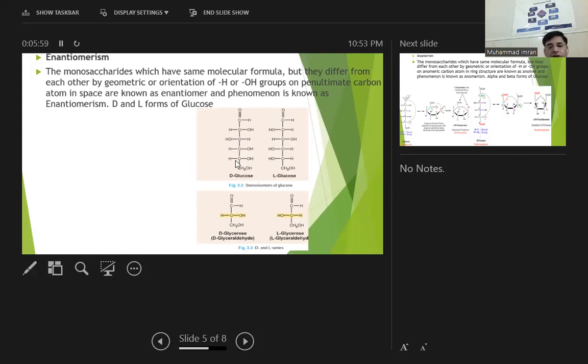This is D-glucose because of the penultimate carbon. What is the penultimate carbon atom? The second last carbon. This is the sixth carbon. This is the fifth carbon.